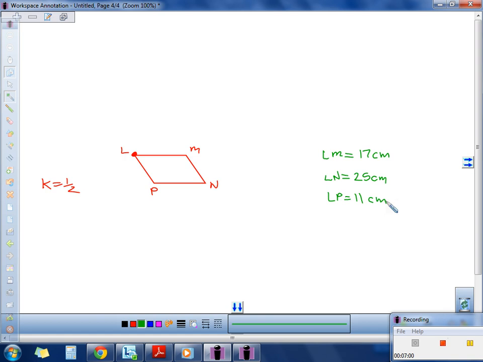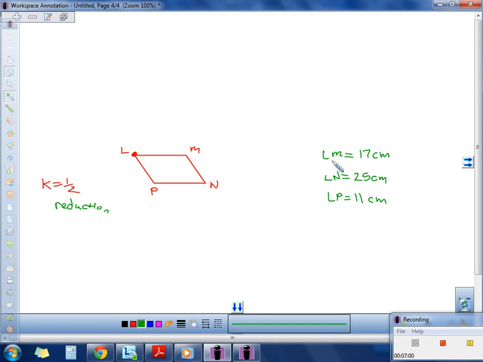So the process, first off, think about your scale factor. Is it going to make it bigger or smaller? This is going to be a reduction. And then we made our measurements from the center to each of the other important points. Up next, we need to think about what happens when you multiply by 1/2. Well, yeah, it cuts the number in half.